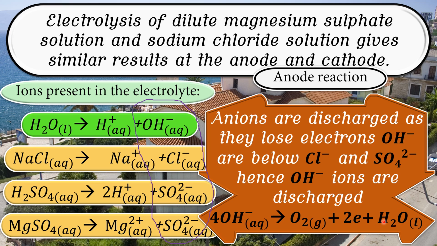That's why we say that the electrolysis of dilute magnesium sulfate, the electrolysis of sodium chloride, and also the electrolysis of sulfuric acid give us the same results. At the anode, we are going to get oxygen gas, and at the cathode, we shall get hydrogen gas for all those electrolytes.